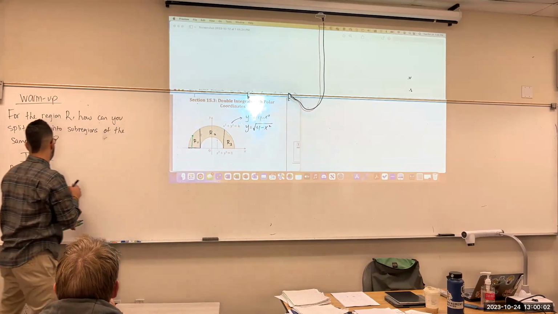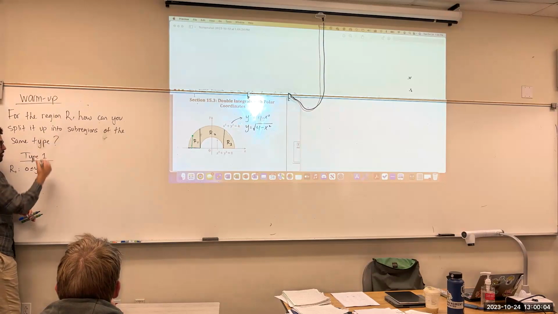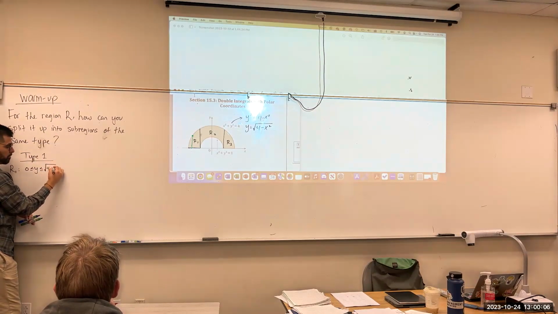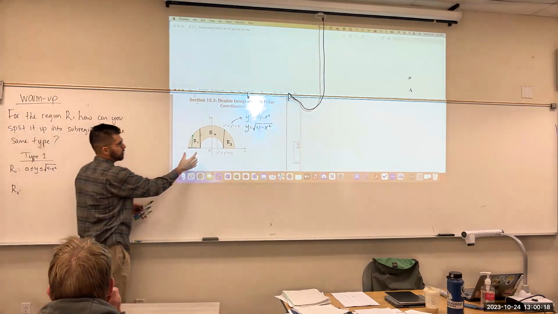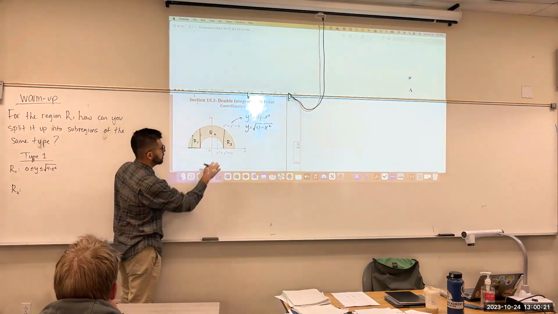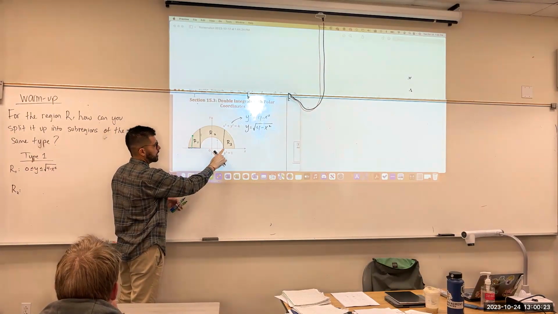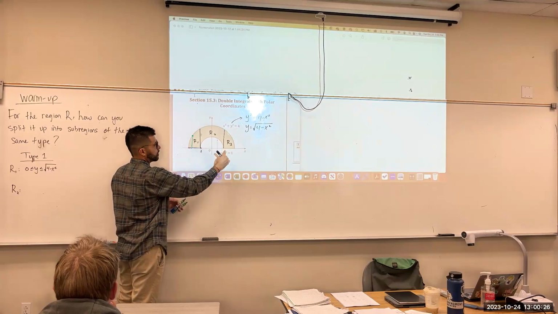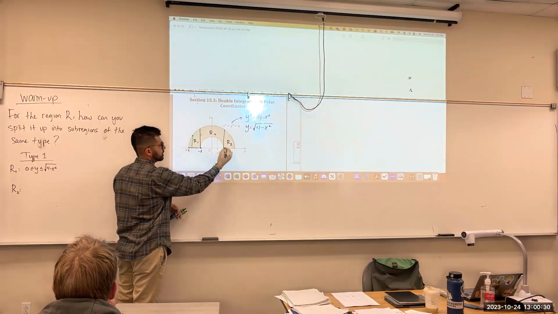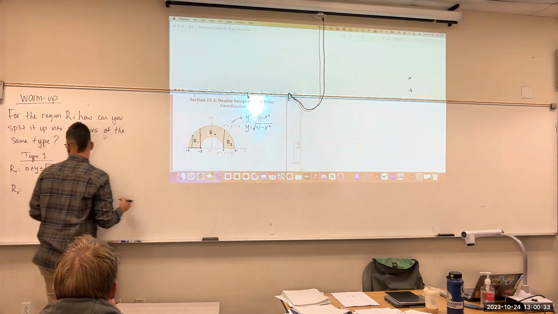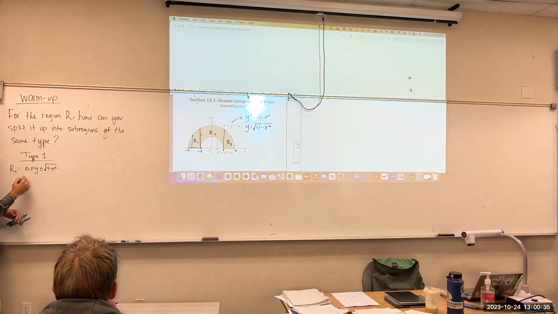So then y would be bounded above by that curve, which is the upper part of the circle, square root of 4 minus x squared for R2. We don't have the x values, so let's ignore those for now. This is a circle of radius 1, and this is a circle of radius 2. So then this is minus 1 and minus 2, 1 and 2. So then x will be bounded by what and what?